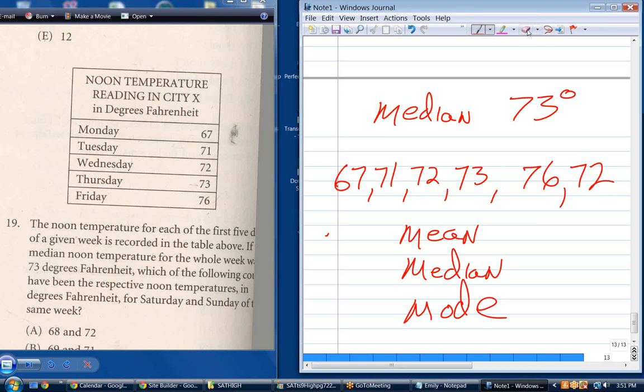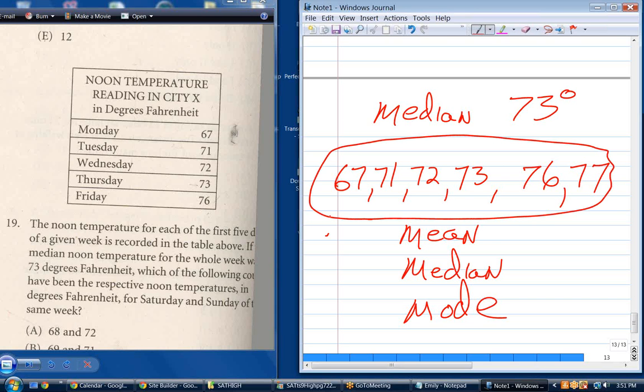Well, let me make this 77. If I wanted the median of those 6 numbers, it's 72.5. If I wanted the mean, I would add them all and divide by 6. And if I wanted the mode, there is no number more common than the others, so any of them are the mode. But if I did have a number that repeated, was in there twice, that would be the mode. Okay.